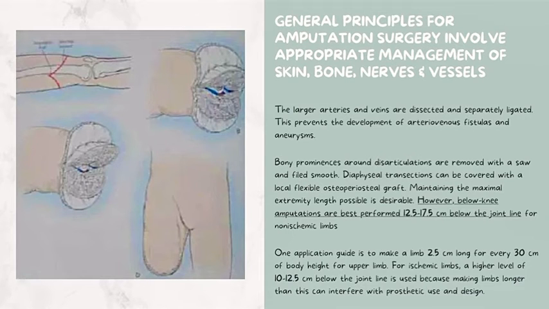length possible. However, below-knee amputations are best performed 12.5 to 7.5 centimeters below the joint line for non-ischemic limbs. One application guide is to make a limb 25 centimeters long for every 30 centimeters of body length for upper limb. For ischemic limbs, a higher level of 10 to 12.5 centimeters below the joint line is used because making limbs longer than this can interfere with prosthetic use and design.